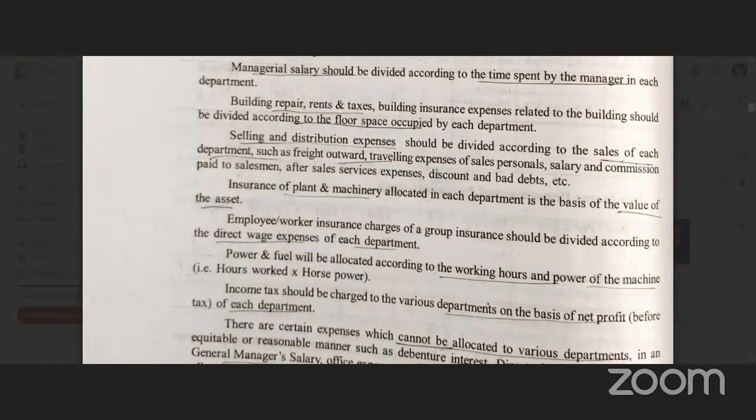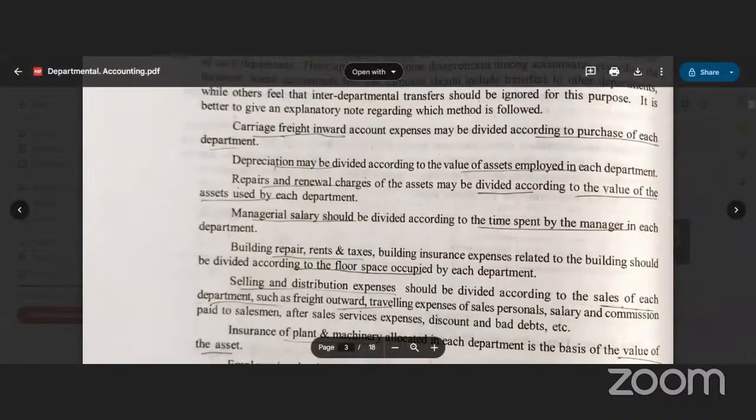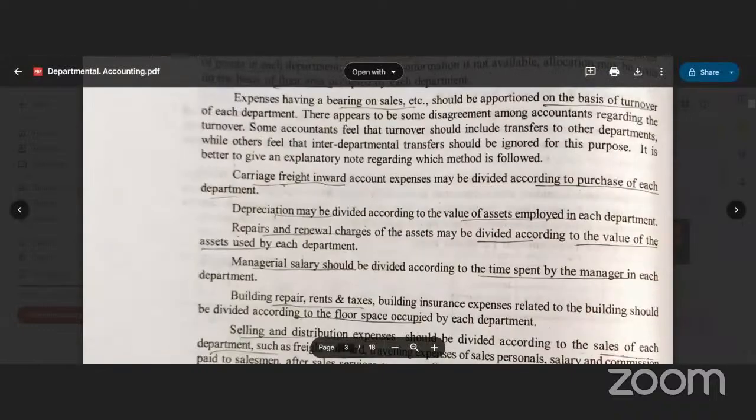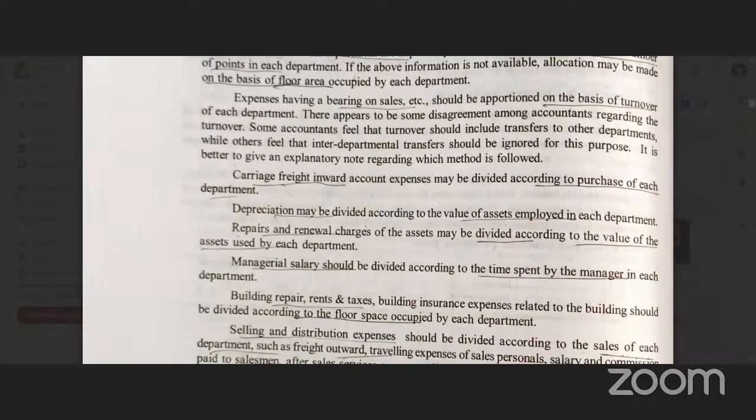The next one is, so rent and power we allocate based on the area occupied. Other selling expenses, distribution related expenses, whatever there are, we allocate based on the sales. Any expenses relating to the purchase, that is carriage, freight and all, based on the purchases. Depreciation is based on the asset value. Repairs and renewal based on the asset value.